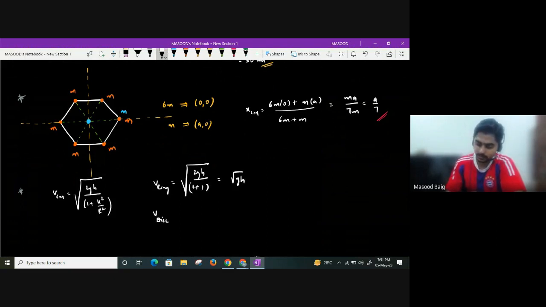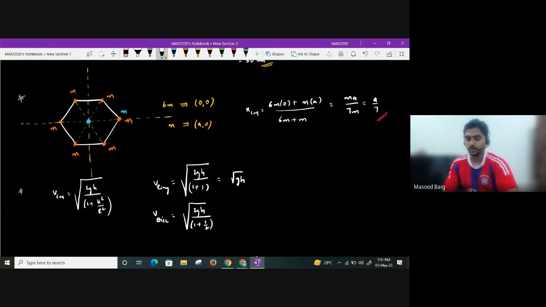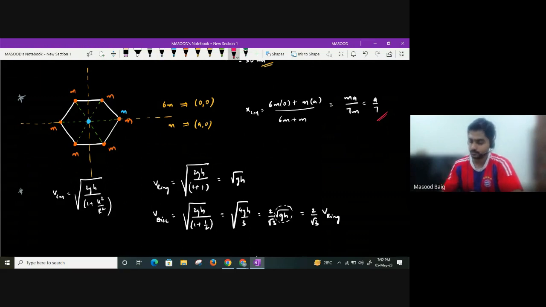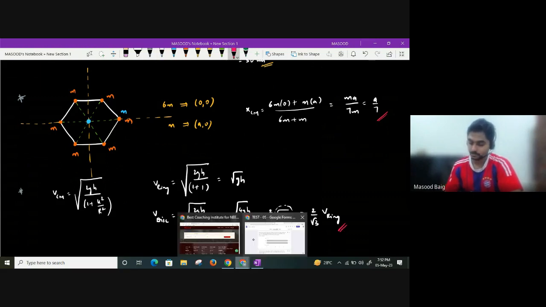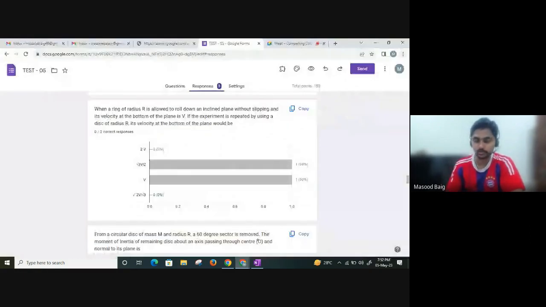Whereas for a disk of the same radius, I'm going to get root over 2gh divided by 1 plus k square by r square. For a disk it will be 1 by 2 again. So I'll get 3 by 2, which turns out to be root over 4gh divided by 3, which turns out to be 2 by root 3 times root over gh. And root over gh is already the speed of the ring. So 2 by root 3 into the speed of the ring would be the answer for this. I hope it is clear. 2v by root 3 should be the answer for that. Understood, everyone?